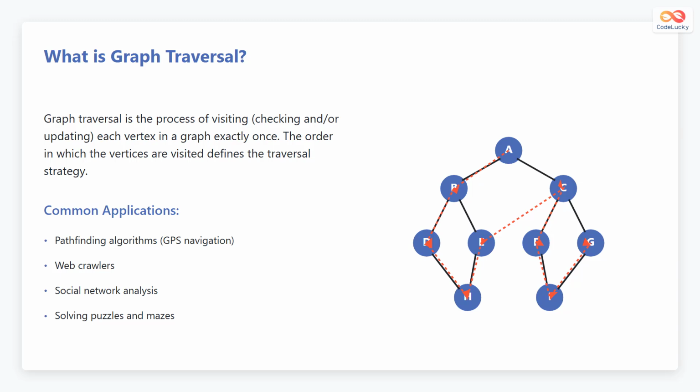So, what exactly is graph traversal? Graph traversal is the process of systematically visiting, checking, and/or updating each vertex in a graph exactly once. The order in which these vertices are visited defines the traversal strategy. Graph traversal has many real-world applications, including pathfinding algorithms like GPS navigation, web crawlers used by search engines, social network analysis to understand relationships between people, and even solving puzzles and mazes.